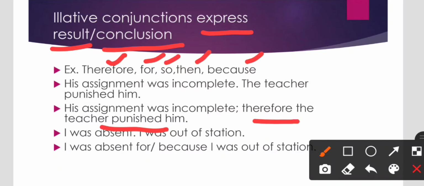I was absent. I was out of station. I was absent for or because I was out of station. So we can use it. The conjunction for, we can also use because. Okay.